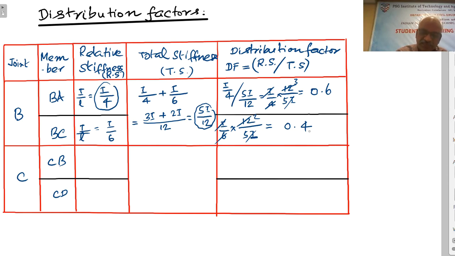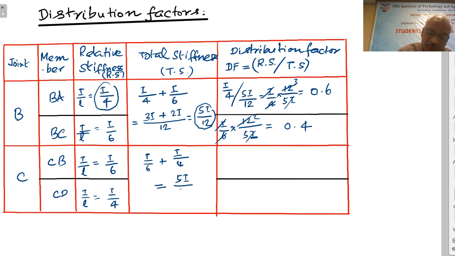So this is a simple calculation. We have done a number of problems. I'll go a little fast because we have a lot of things to discuss later. For CB, again it is I by L, which is I by 6. For CD, it's again I by L because D is also fixed. Therefore, I by 4. So I by 6 plus I by 4, as we calculated above, is 5I by 12.